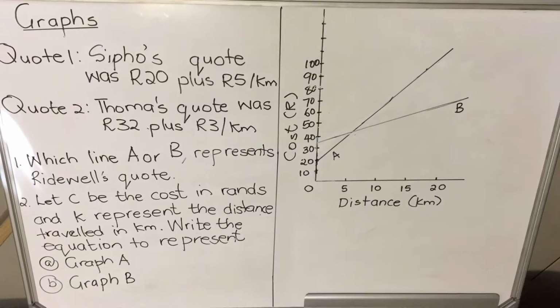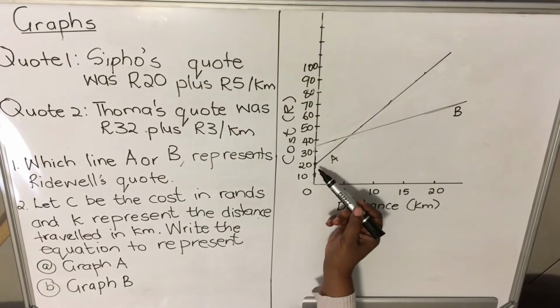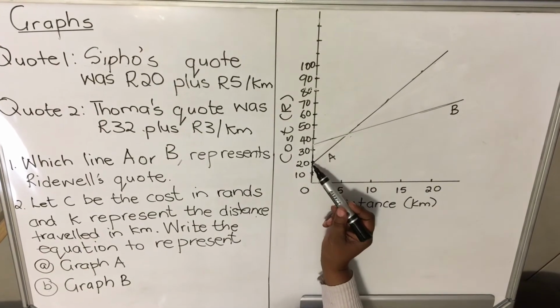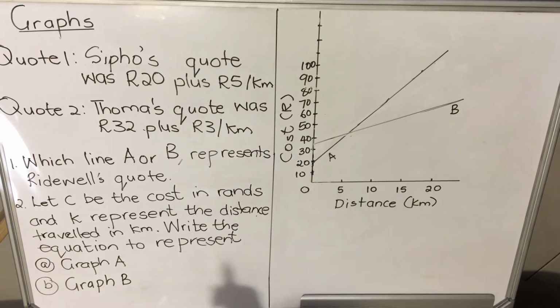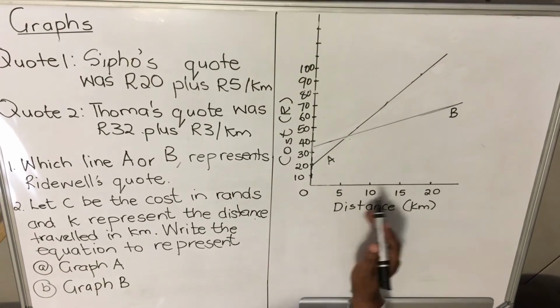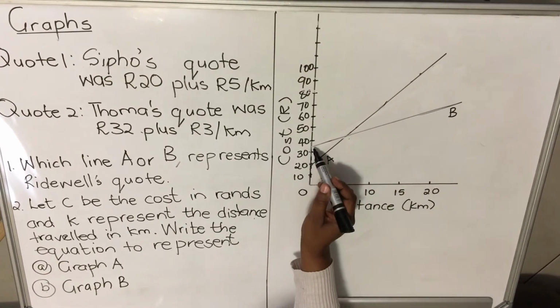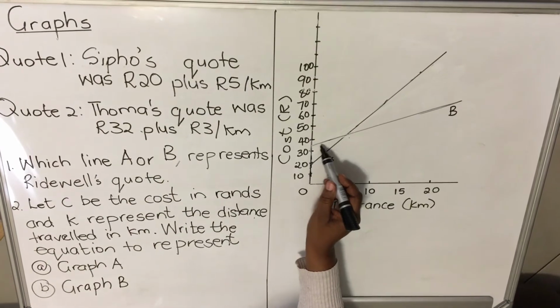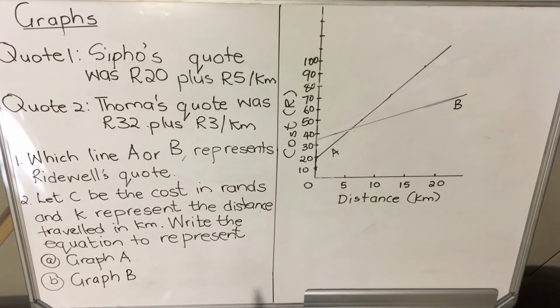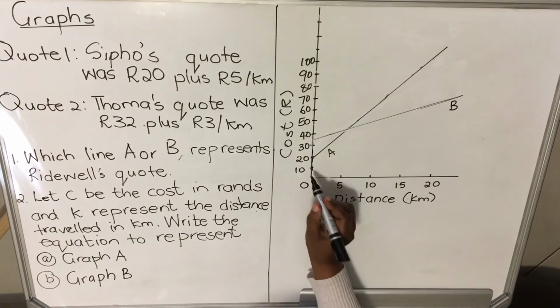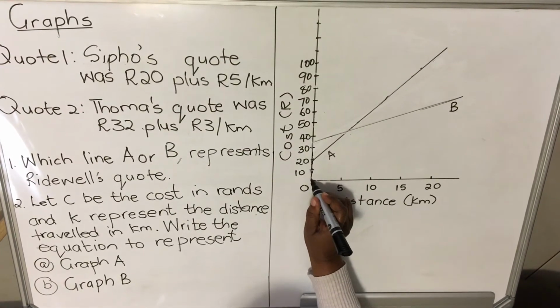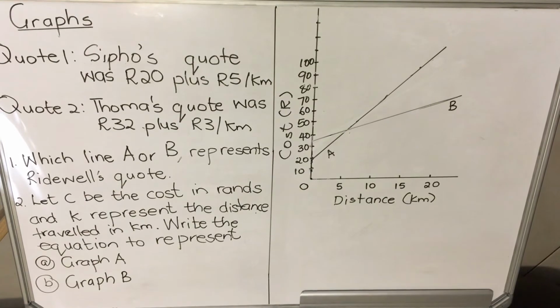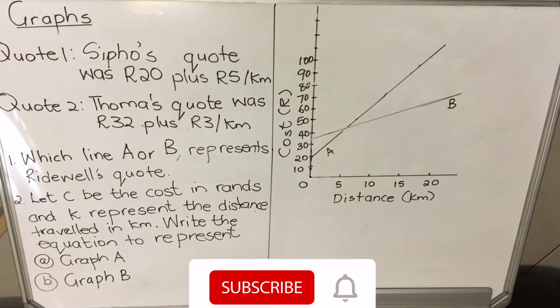Okay, now let's look at the graph. You see this graph, the A1, it started at 20. It means that they paid 20 rands up front, and then they pay along as they've traveled. This one, they've paid 32 rand up front, and then they paid along as they traveled. If they started not paying, the graph would start here. It's 0 and 0. Okay, let's look at the questions.